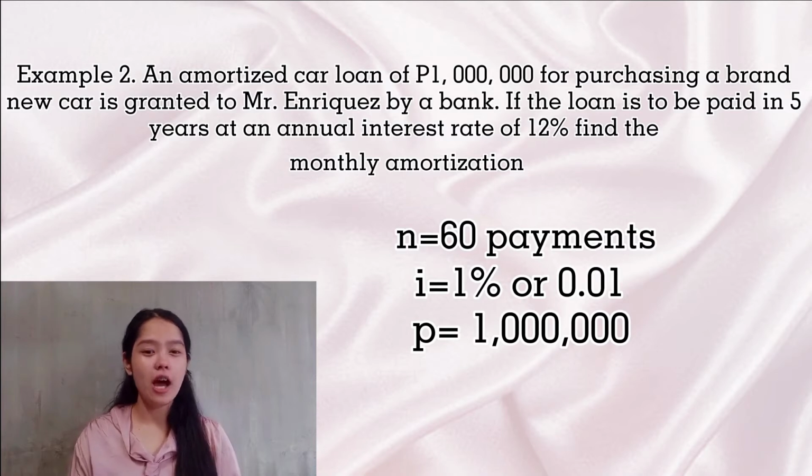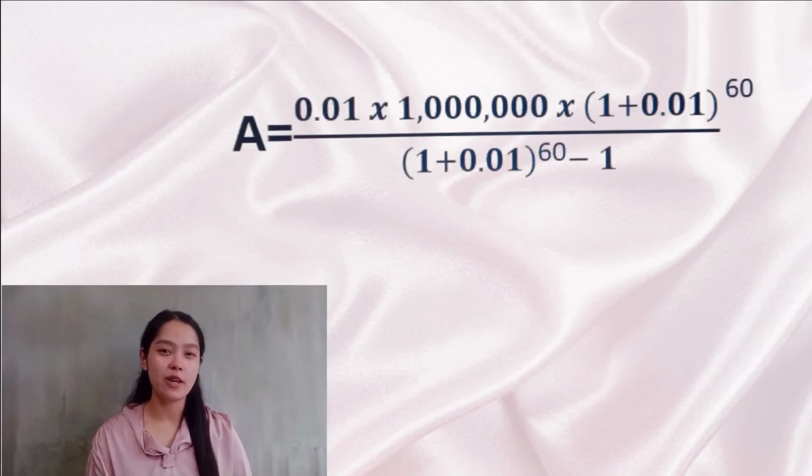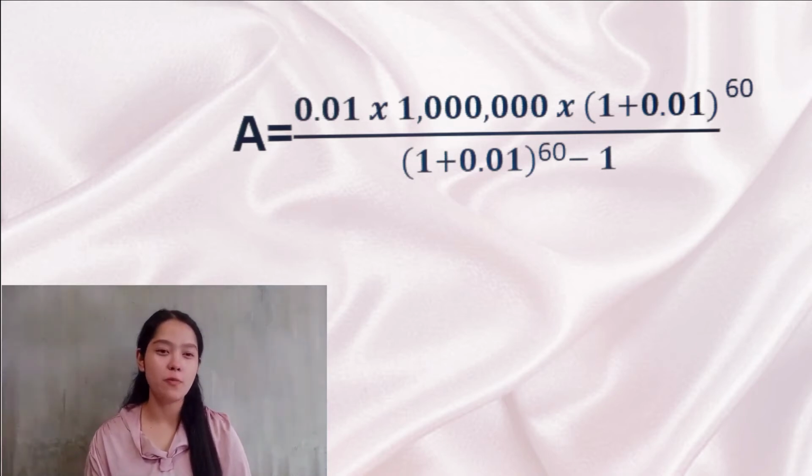Since we are done finding N, I, and P, let us proceed to substituting their values to the formula given a while ago. Monthly amortization is equal to 0.01 times 1 million times the quantity of 1 plus 0.01 raised to the 60th power, over the quantity of 1 plus 0.01 raised to the 60th power minus 1.